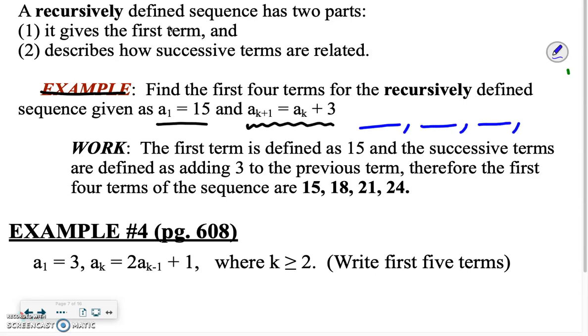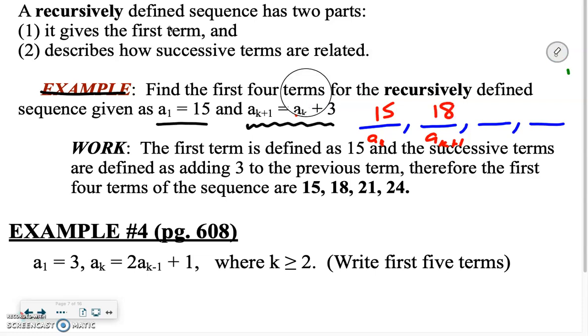So the first, second, third, fourth terms, and once again, we do know that that first term is 15. So all that this is saying is if that is a sub k, then a sub k plus 1 is literally going to be a sub k, which is our 15, plus 3, I guess that's going to be 18.